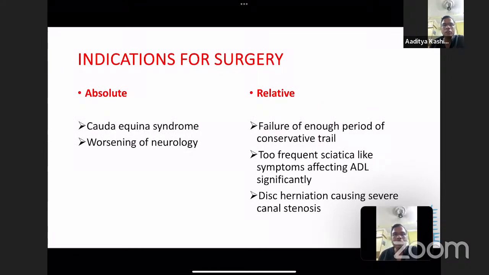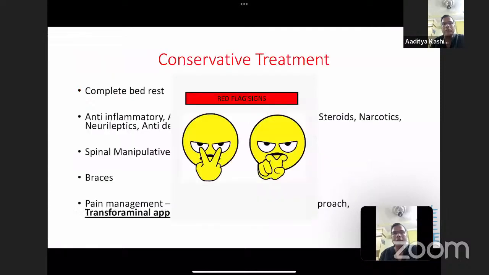During all this conservative treatment, we always counsel them on day one. So we always counsel patients about the red flag signs, that they have to be very watchful about the severity of the pain. If they come across any weakness in their extremities or any bowel or bladder issues, then they have to report to the spine surgeon as early as possible.